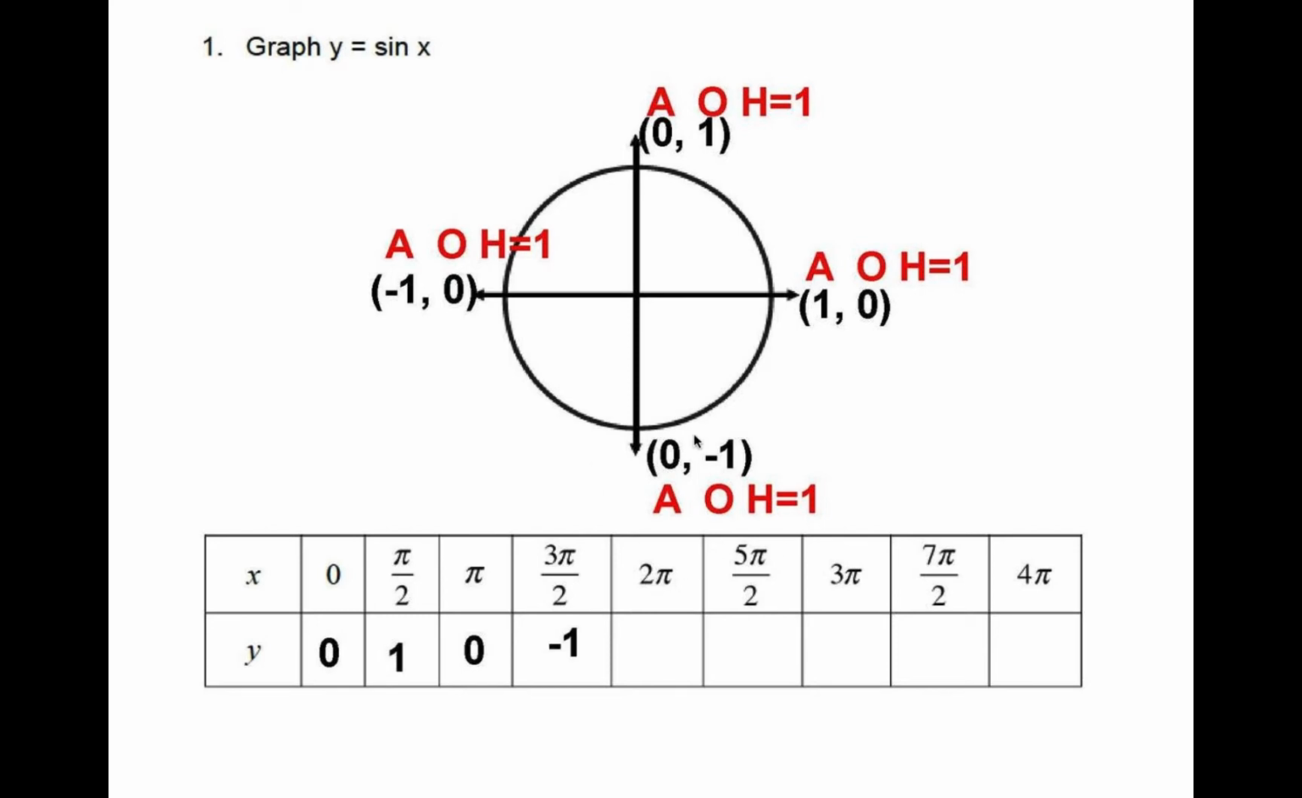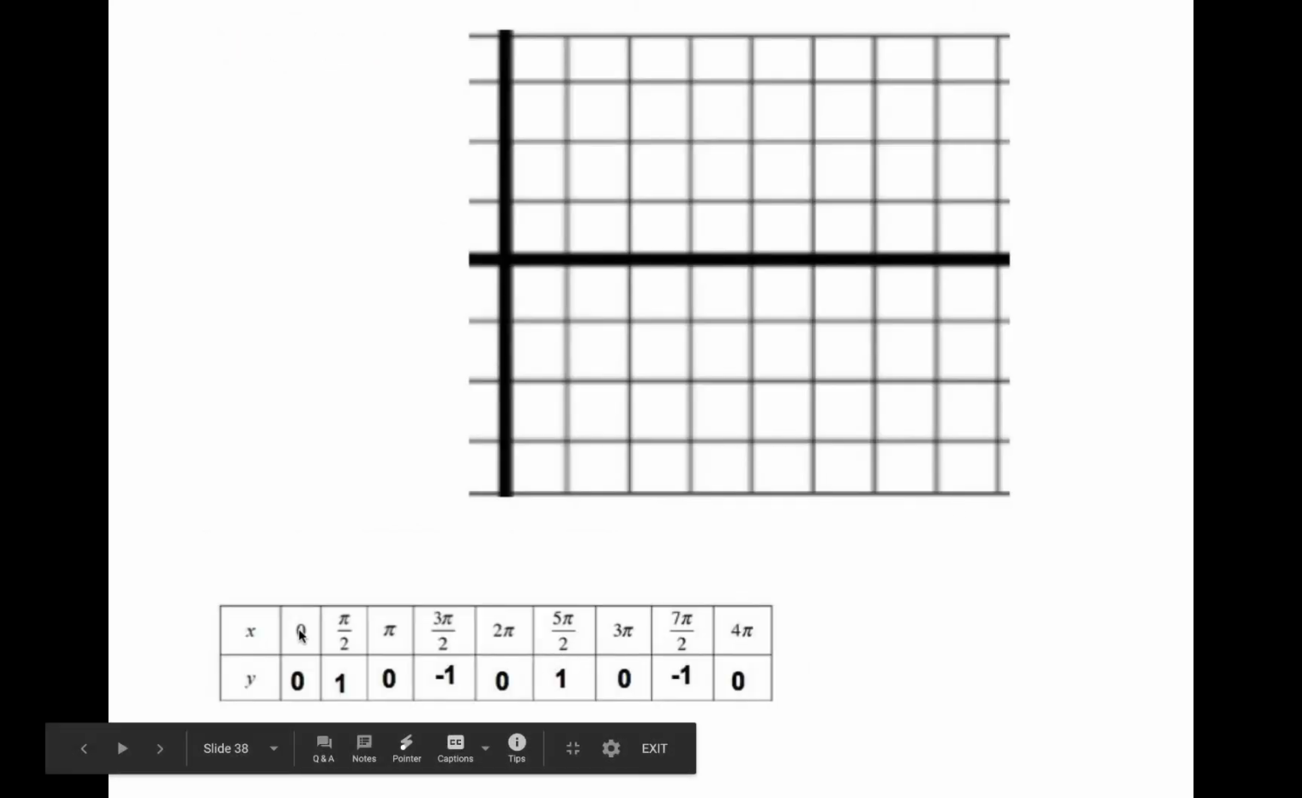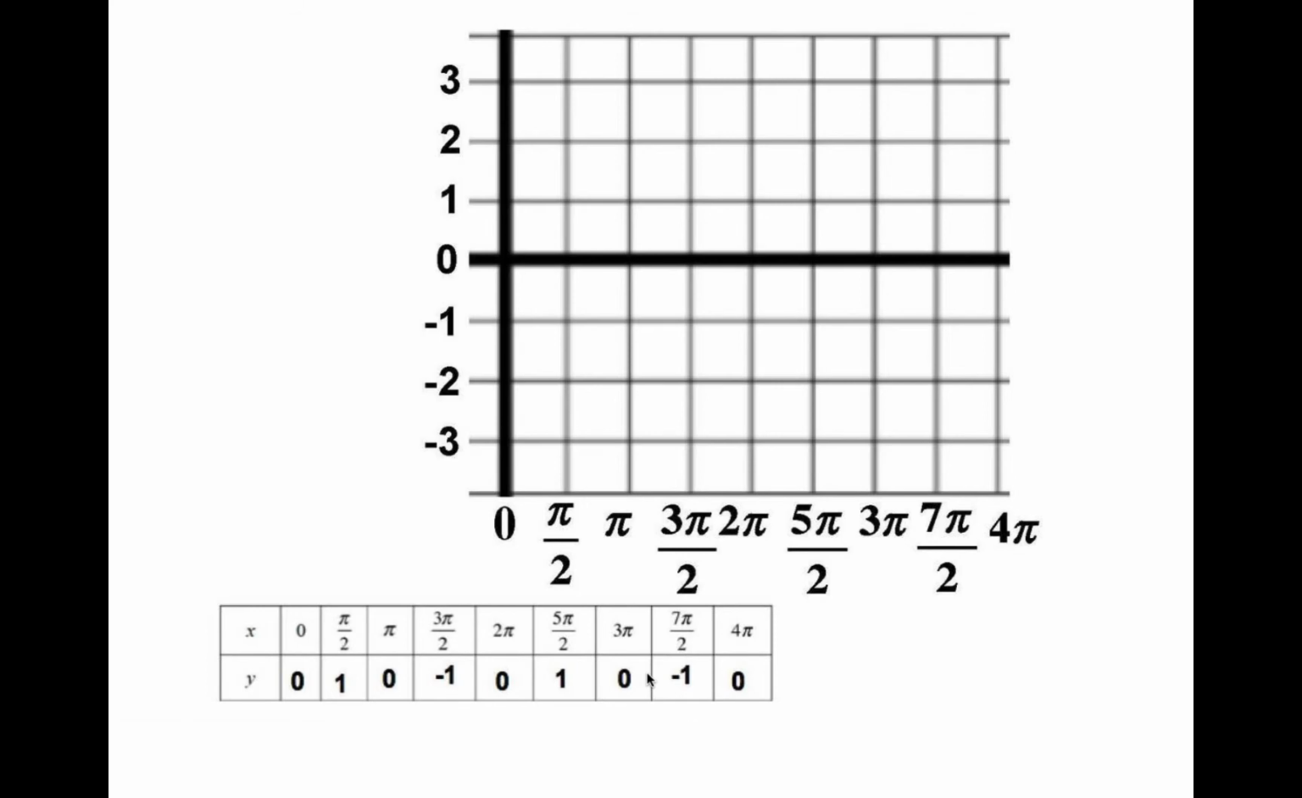2 pi, notice that's all the way back around the circle, is again 0 over 1, which is 0. So notice we're repeating now. So we can just repeat the numbers in our table. So we have 0, 1, 0, negative 1, 0, because we just keep going around the circle. We're going to graph these points. So this is our x-coordinate in radians, and then this is our y-coordinate, the sine ratio. We're going to label it.